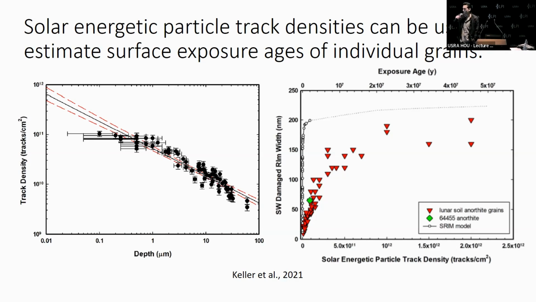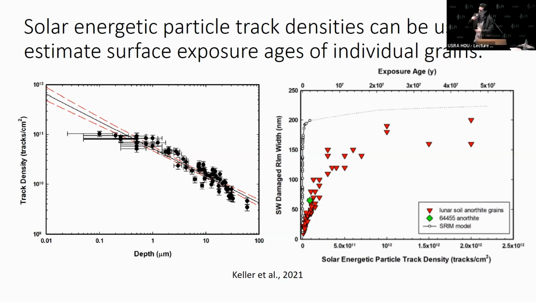The figure on the right shows the relationship between solar wind damaged rim width and track density and exposure age. And as you can see, this is for lunar anorthite. Those are the red triangles you see. You can see that over the course of about 10 million years, the rim width increases quite quickly before leveling out. However, the track density continues to increase with continued exposure on the surface.